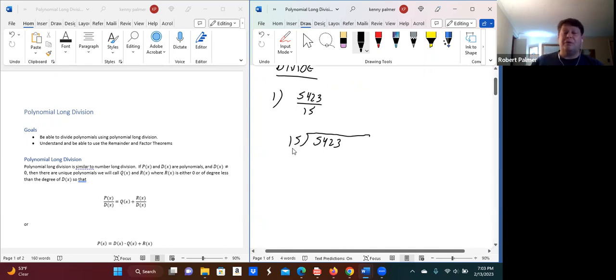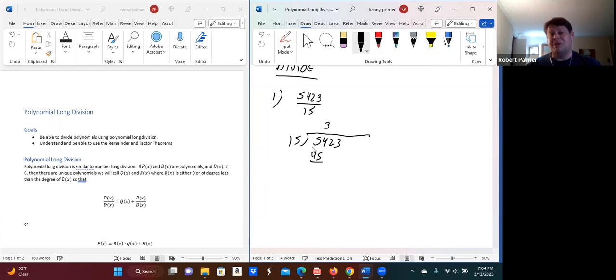Remember how this worked: we looked at 15. So we look over here and say, of course 15 won't go into 5. So move over and ask, will 15 go into 54? And it will. How many times will it go into 54 evenly? It turns out it'll go into 54 three times. So write that here. Then multiply 3 times 15, which is 45.